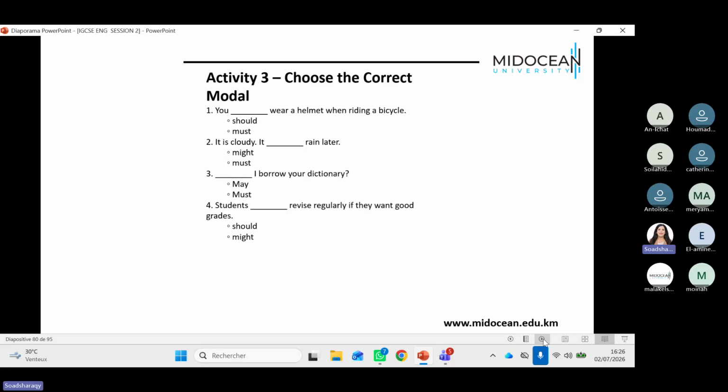Okay. So choose the correct modal quickly, guys. So who wants to choose the correct modal? Okay, who wants to start?